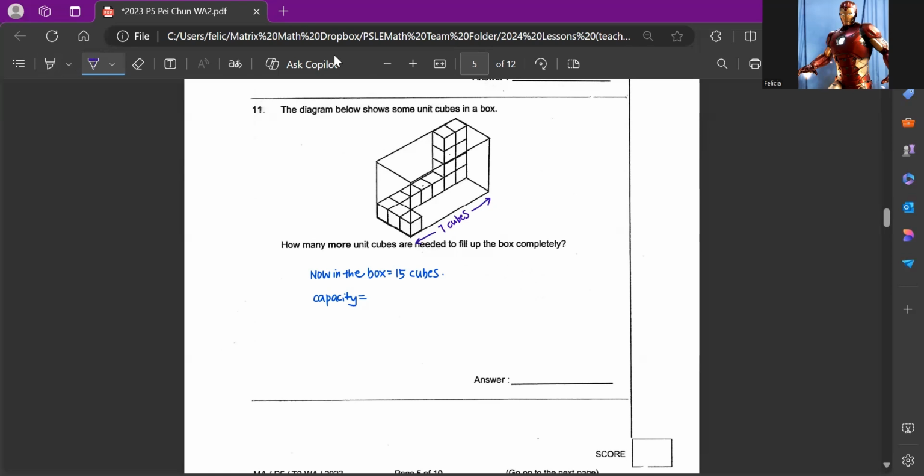Okay, now we're going to count the breadth-wise. So breadth-wise, easy. Okay, breadth-wise, I know it's 3 cubes. All right, and for the height-wise, this will be 4 cubes. If you look at this one, 1, 2, 3, 4.